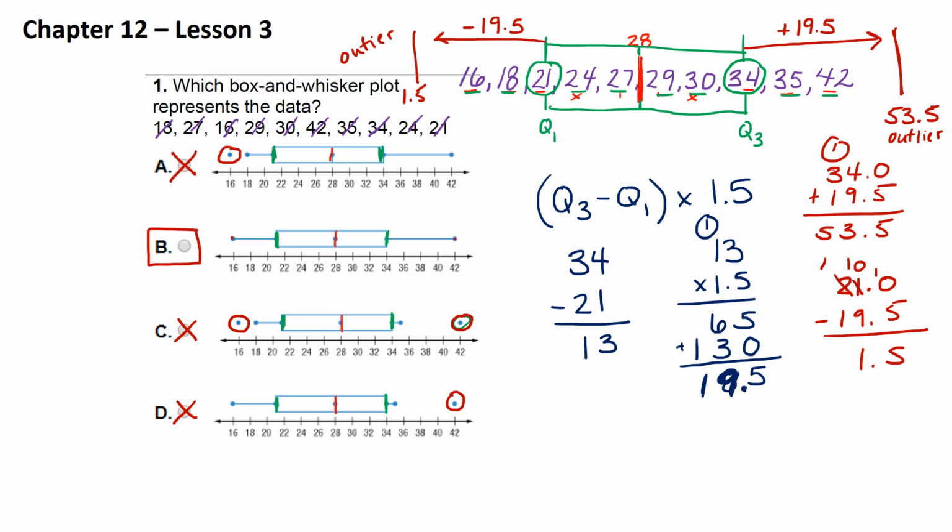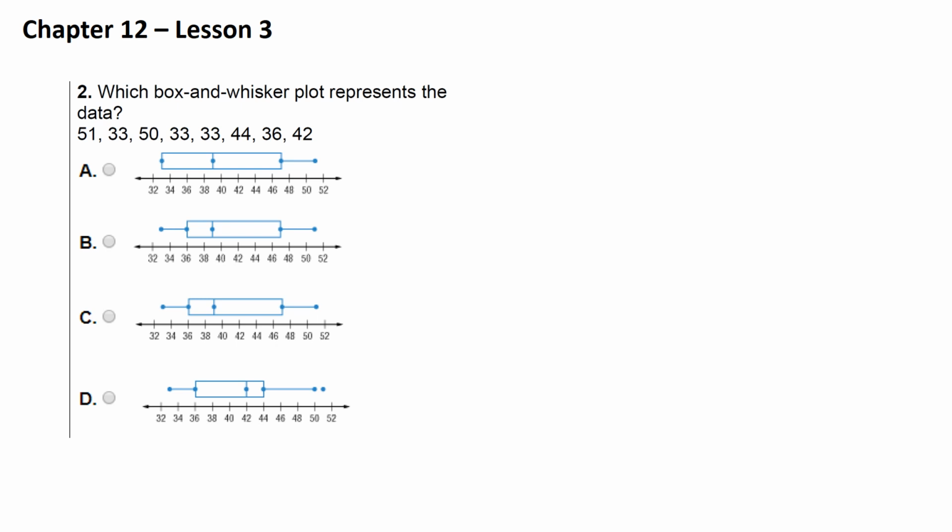Question number 2. Which box and whisker plot represents the data? First, we're going to put the data in order. So I have 33, 33, and 33. So I'm going to write that down. 33, 33, 33.